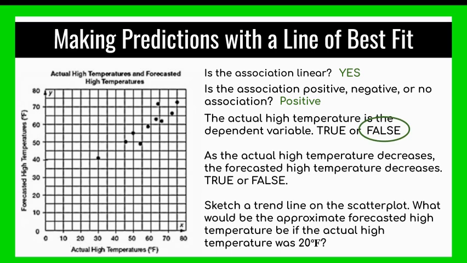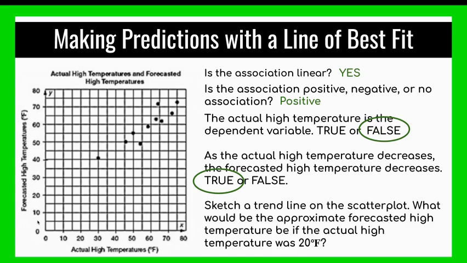Here's our statement. We're going to say if it's true or false. As the actual high temperature decreases, the forecasted high temperature decreases. Okay, well, actual high temperature is here on the x. As we decrease on the x, what happens to the y? Well, it also decreases. That is true.